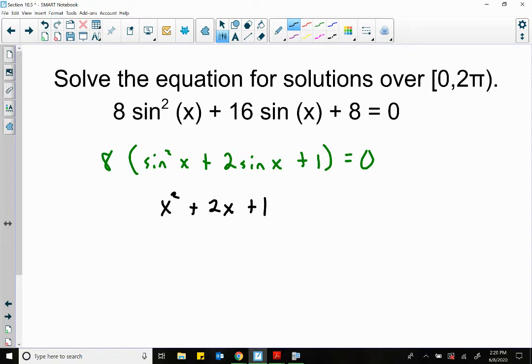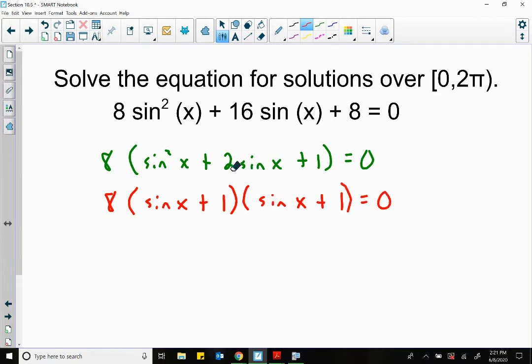You could either factor that or run the quadratic formula on it. It's your call on what to do. All right? So I just factor it. And if you factor this, this is what it's going to factor out to. So this thing will factor to 8, because that's your GCF we pulled out, times sine x plus 1 and sine x plus 1.